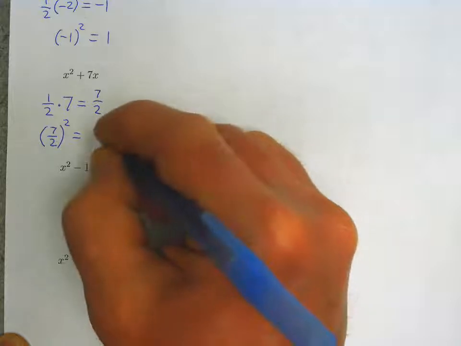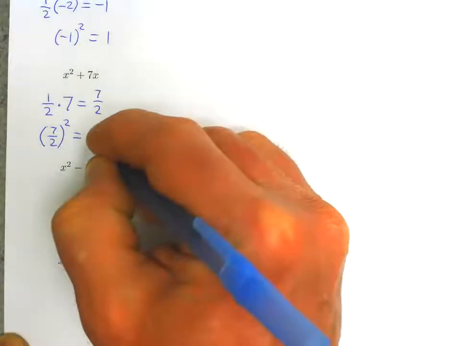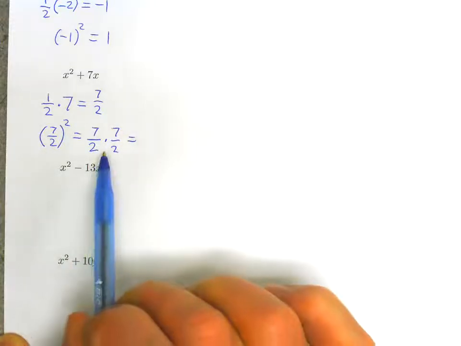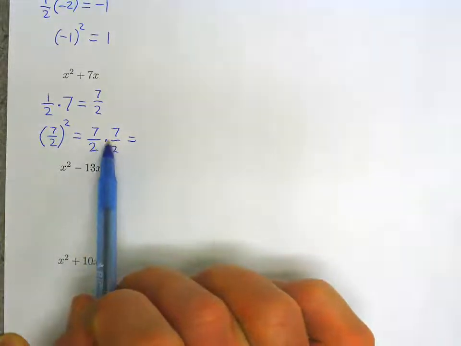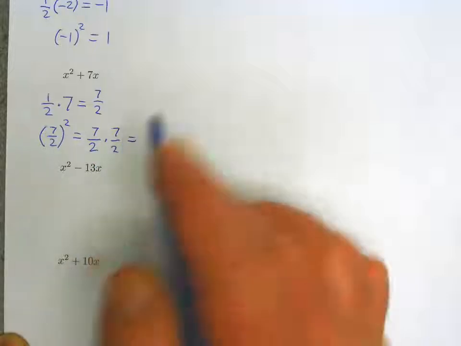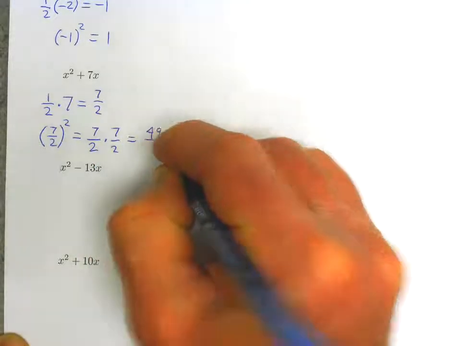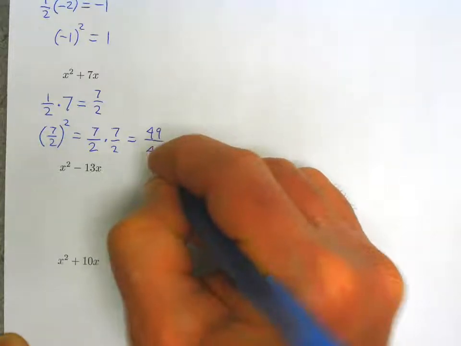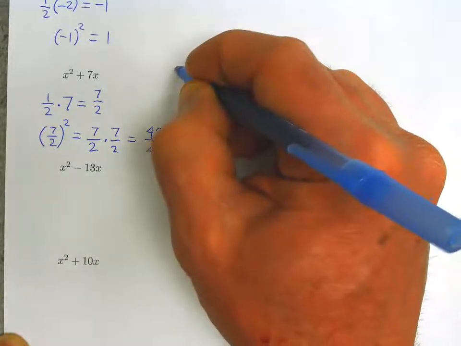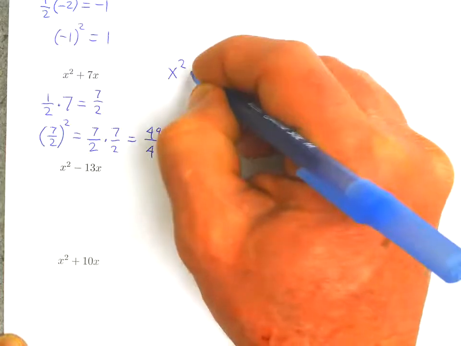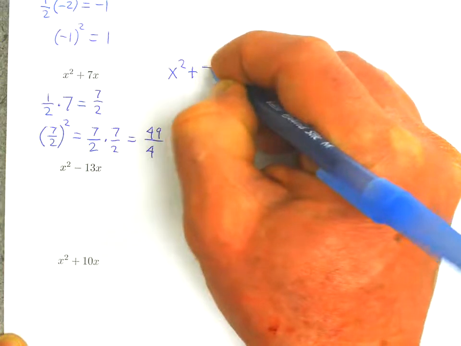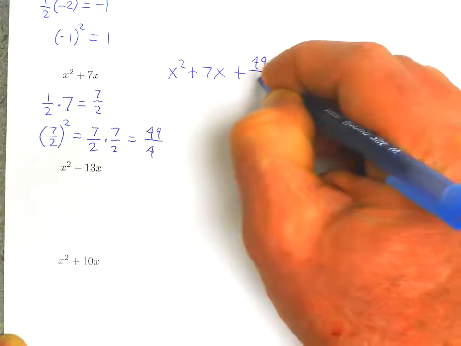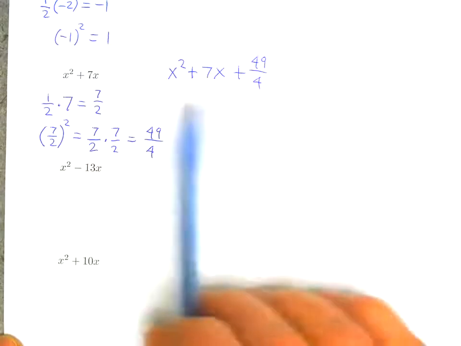If you want to write that out, you can, if it helps you to remember. 7/2 times 7/2. And then when you multiply two fractions, you multiply the numerators. 7 times 7 is 49. And then you multiply the denominators. 2 times 2 is 4. Okay, so we're going to add 49/4 to x squared plus 7x. And this is now a perfect square trinomial.